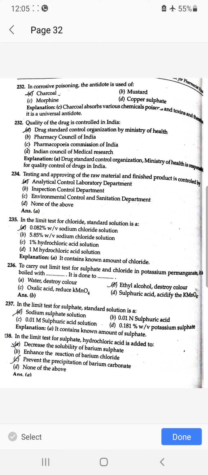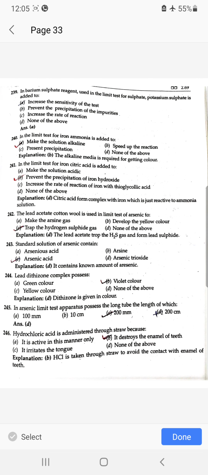In the limit test for sulfate, the standard solution is sodium sulfate solution. In the limit test for sulfate, hydrochloric acid is added to prevent the precipitation of barium carbonate. In the barium sulfate reagent used in the limit test for sulfate, potassium sulfate is added to increase the sensitivity of the test. In the limit test for iron, ammonia is added to make the solution alkaline. In the limit test for iron, citric acid is added to prevent the precipitation of iron hydroxide.